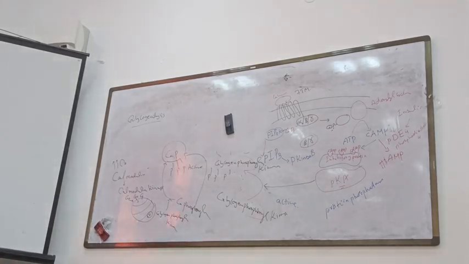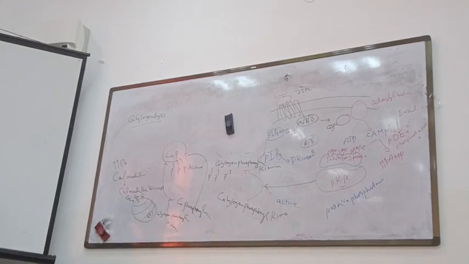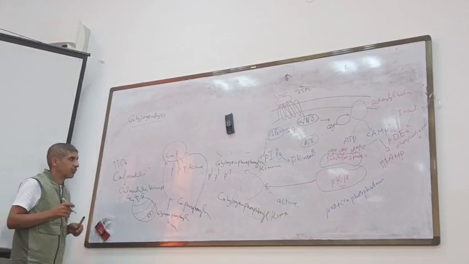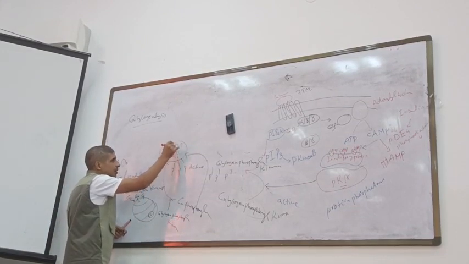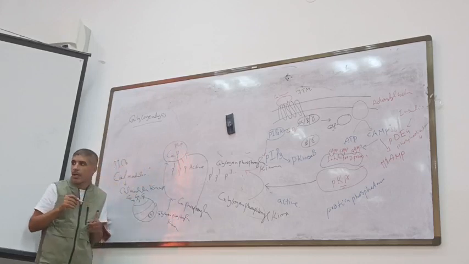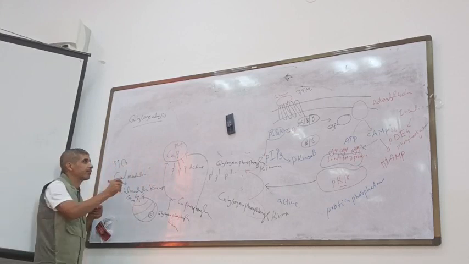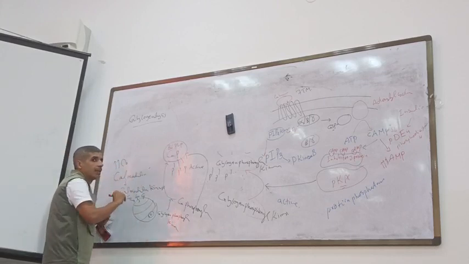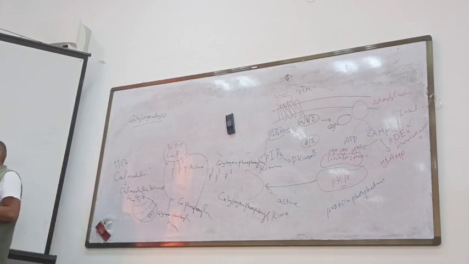Also, there is a very important vitamin for the activity of glycogen phosphorylase. It is vitamin B6, pyridoxal phosphate. Without vitamin B6, the enzyme glycogen phosphorylase is inactive. So very important.